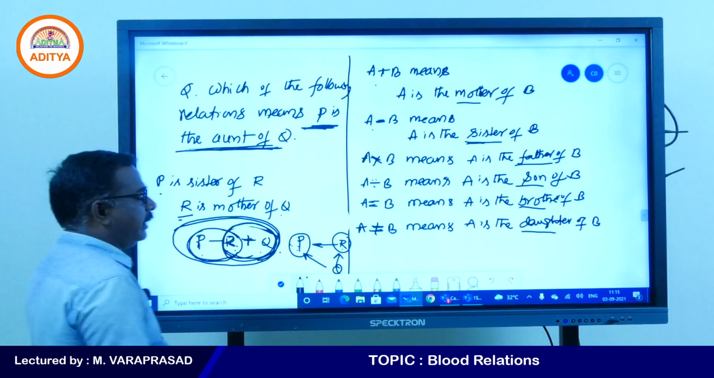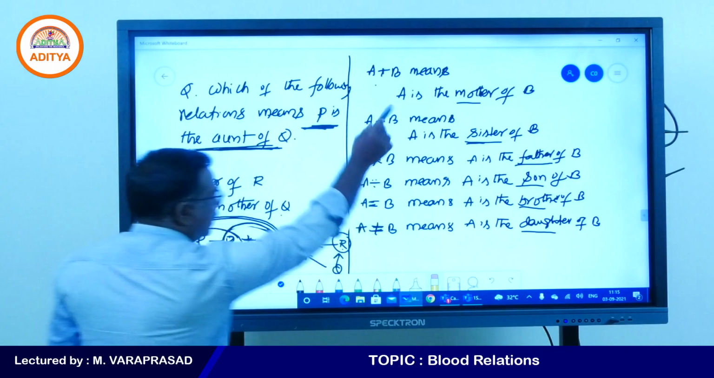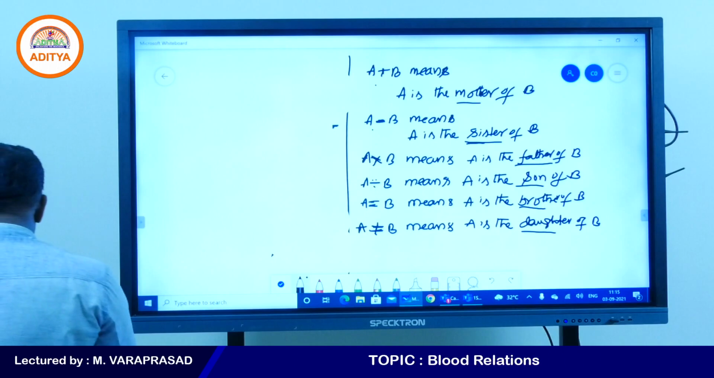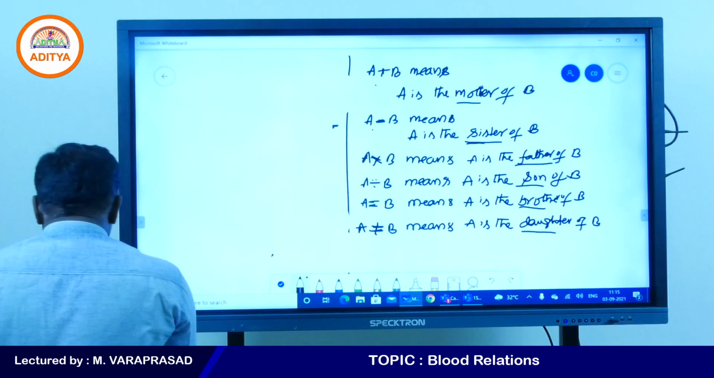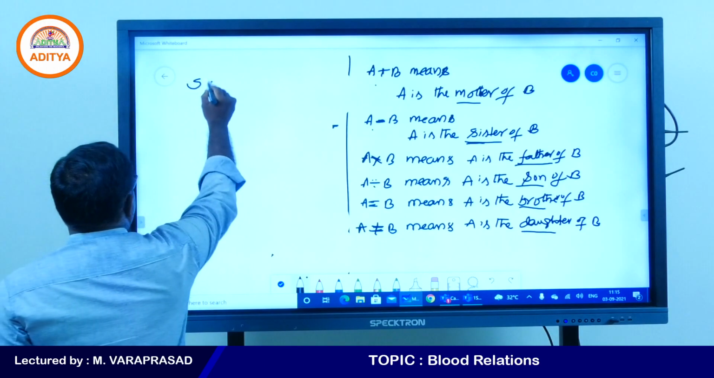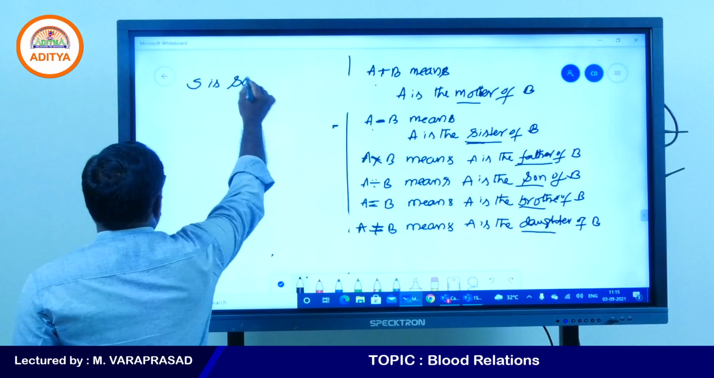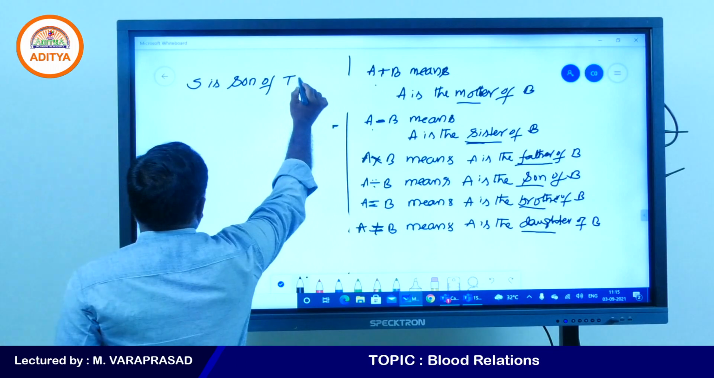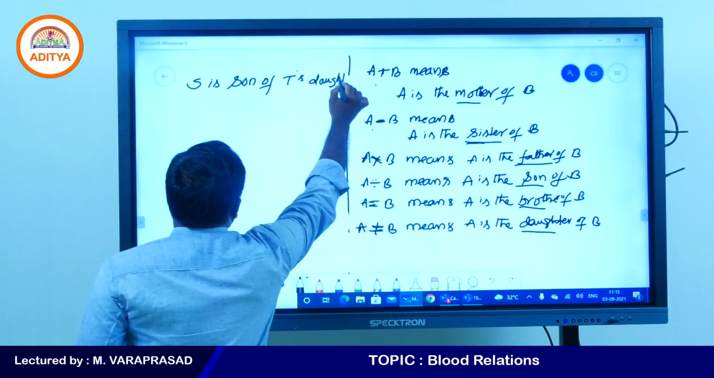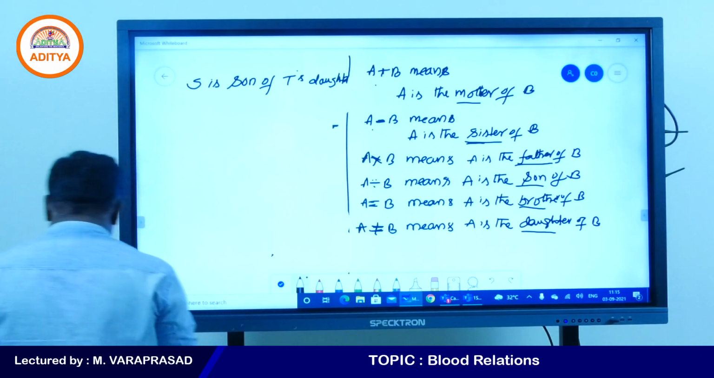One more example I will give, by the same relations. Which of the following means S is the son of T's daughter?